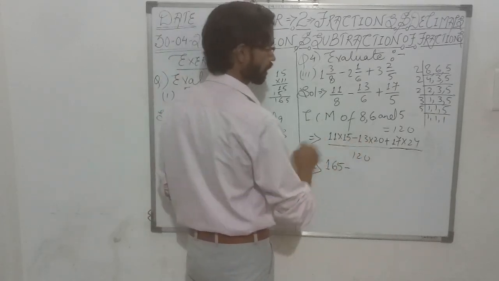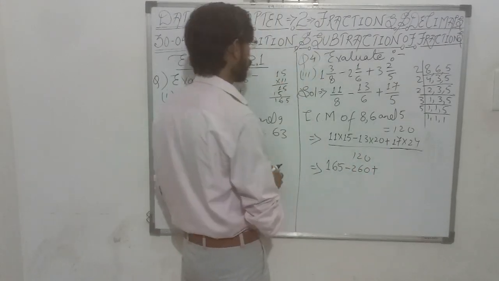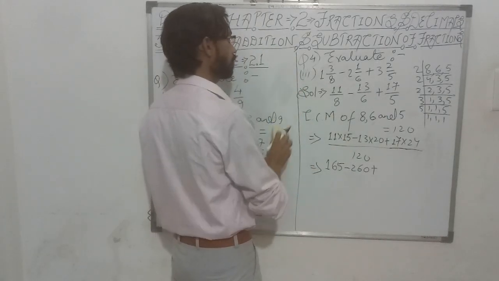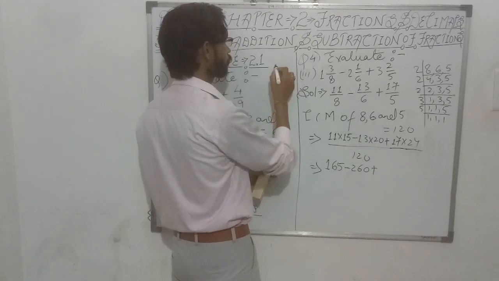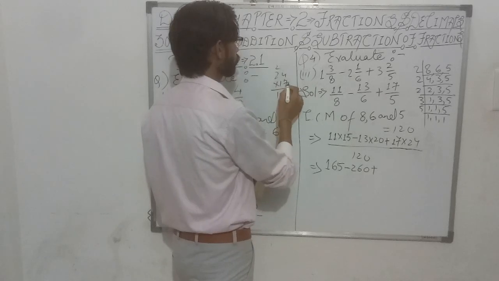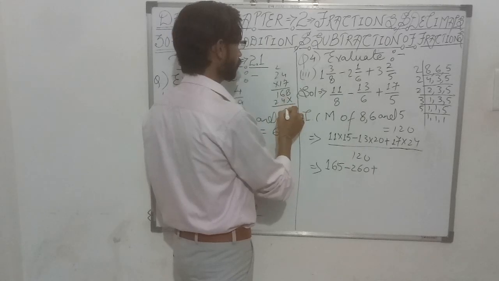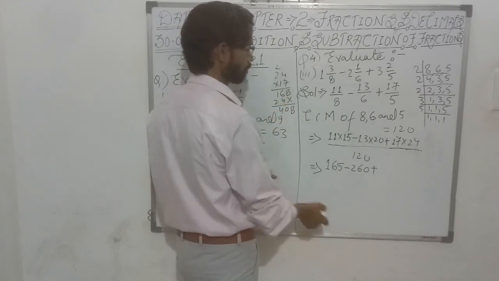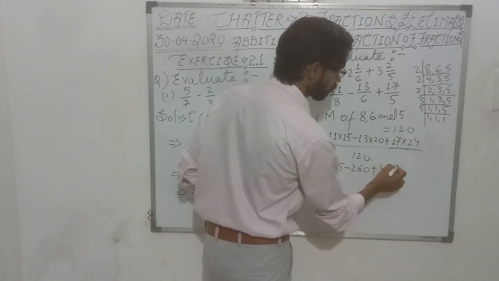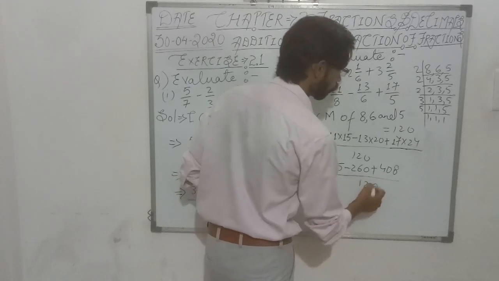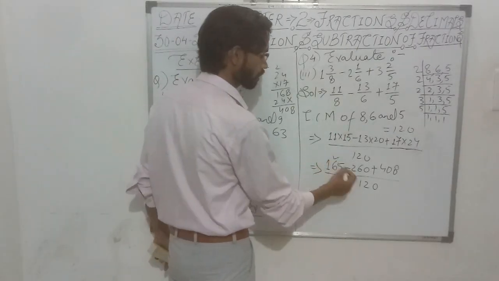Minus 13 times 20, 26 and 0, that means 260. Plus, again we have to do multiplication of 17 and 24. 7 4s are 28, carry 2; 7 times 2 is 14, plus 2 is 16. This will be 408 in total. Upon 120.